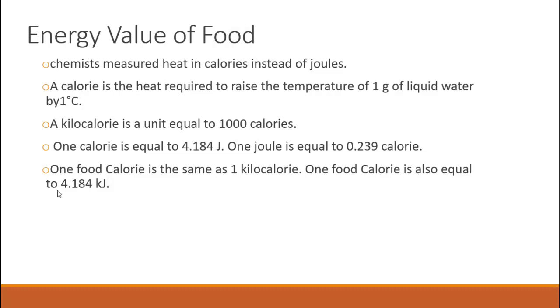So 1 food calorie is also equal to 4.184 kilojoules. The food contains a variety of chemical compounds that can be grouped into 3 general types: protein, carbohydrate, and fats. And they have different energy contents.